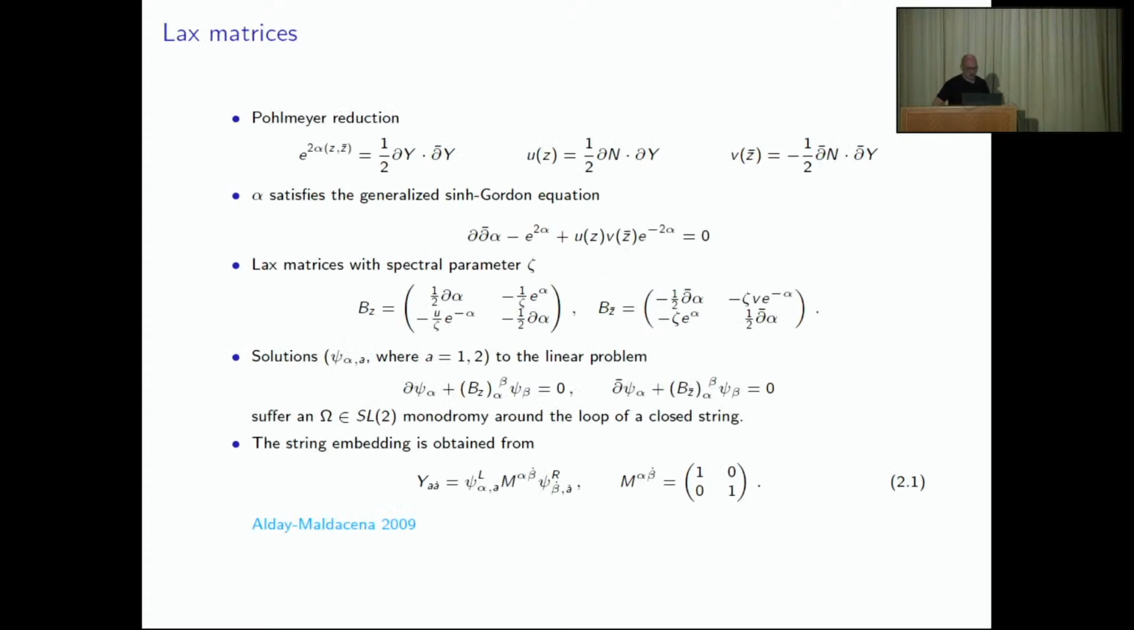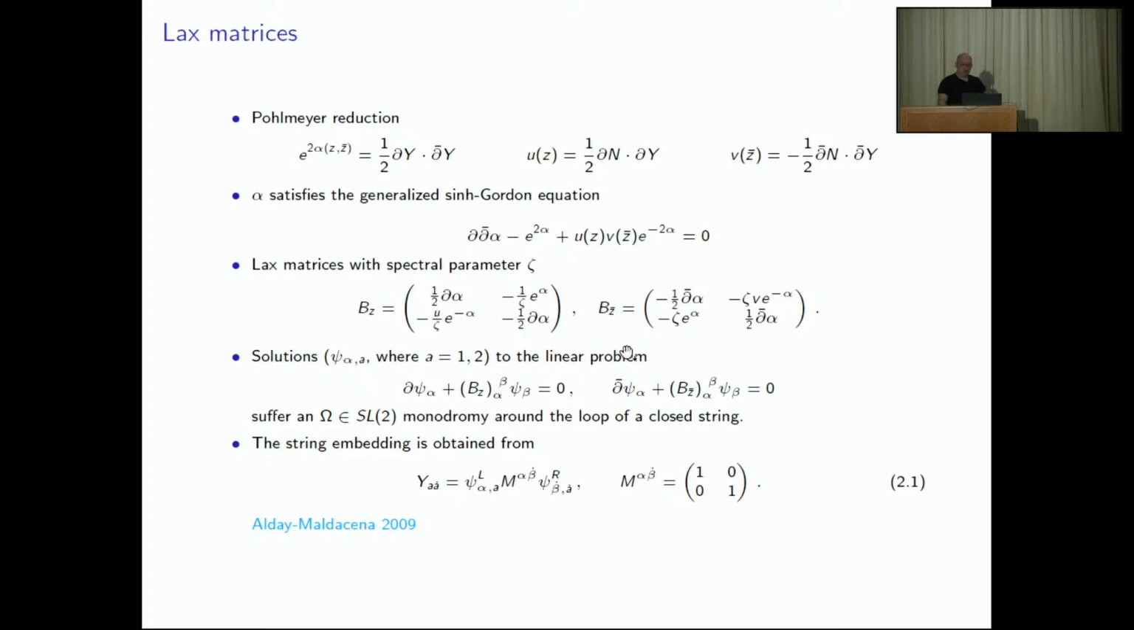So I'm going to tell you a simple brute force way how to compute the spectral curve. And then I'm going to tell you it in a different, more exciting way. Okay, so using the Pohlmeyer reduction, you can massage the equation of motion, and then you end up with the generalized sinh-Gordon equation, which is written here. For this equation, the flat connection is known. I just copied some equations from this paper by Alday and Maldacena, 2009.